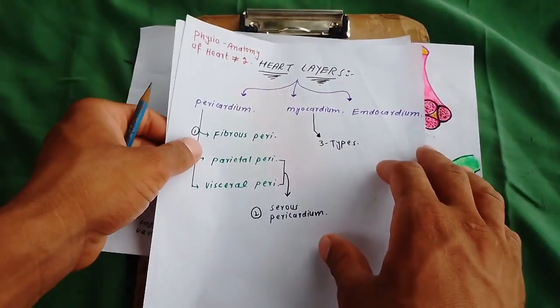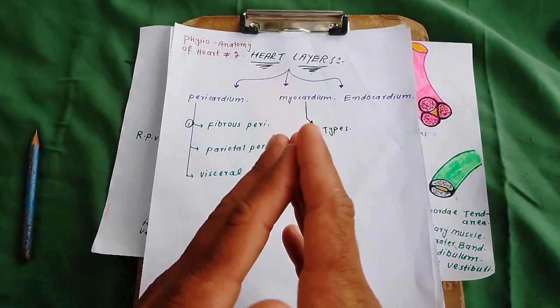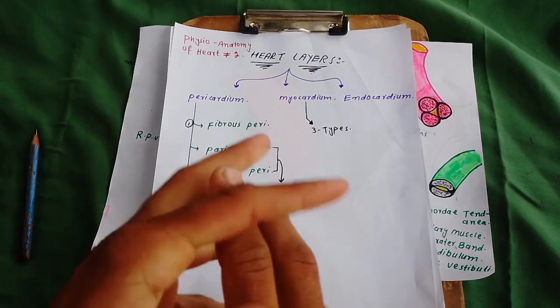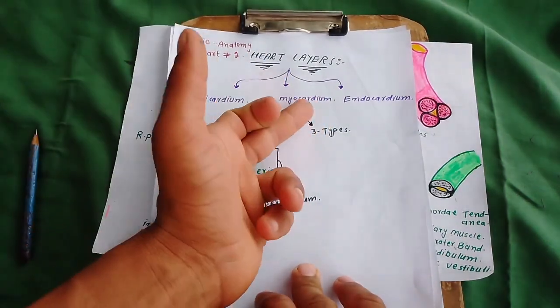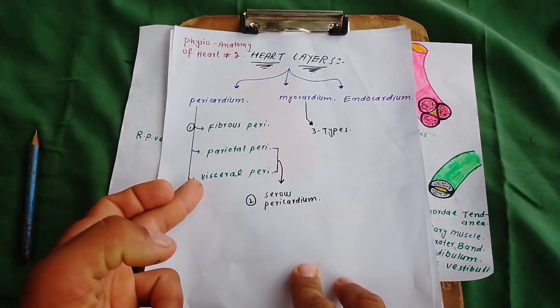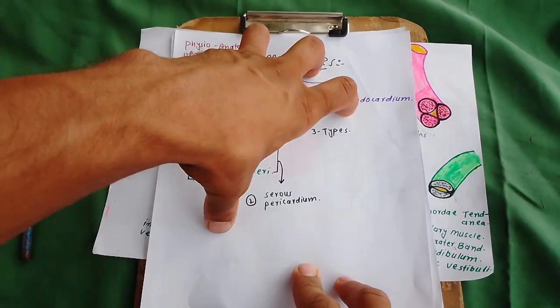Bismillahirrahmanirrahim. Today we are going to talk about the layers of the heart. What are the heart layers? This is class number 2. In this class, I will explain the layers of the heart: the pericardium, myocardium, endocardium, fibrous pericardium, parietal pericardium, the 3 types of myocardium, and endocardium. Okay, so this is class number 2.